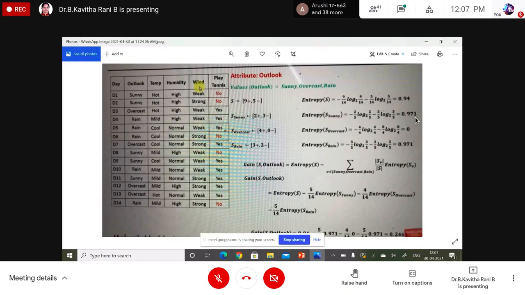Guys, I'm asking you. Take the first column of the table, Outlook. The first output in Outlook is Sunny. Take that one output, Sunny. For Sunny, how many yes and no are there? Tell me that. How many yes are there? How many no are there? Switch on your mics.